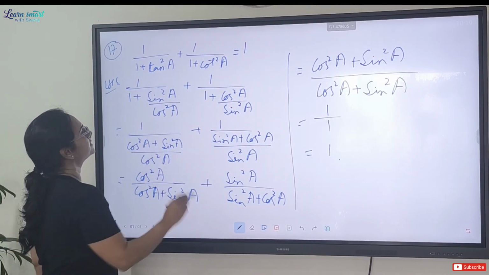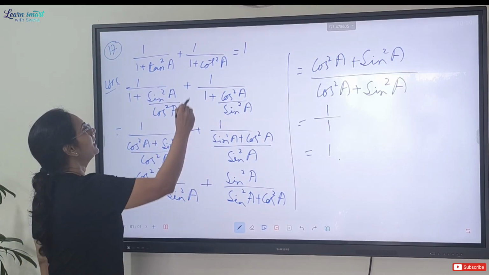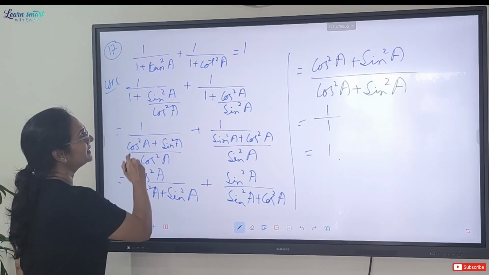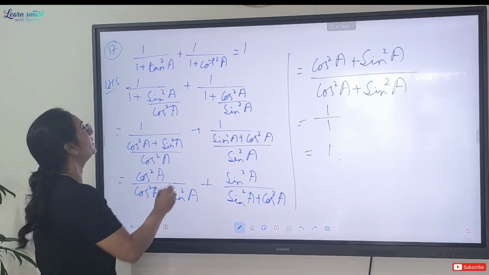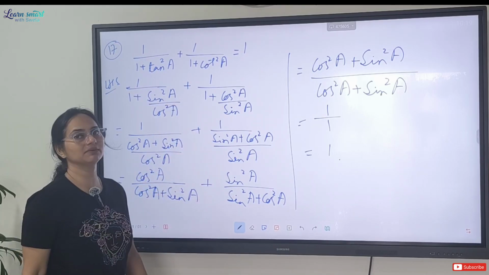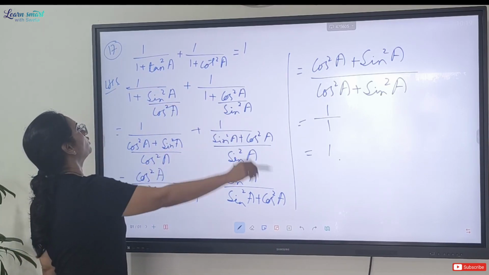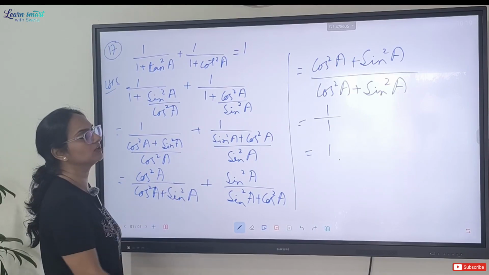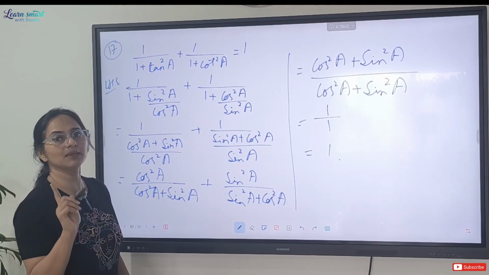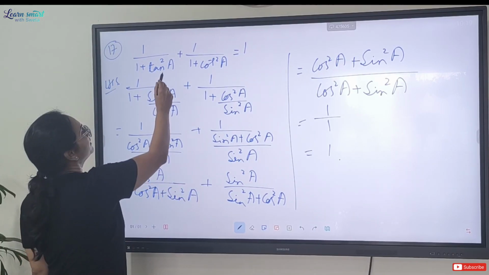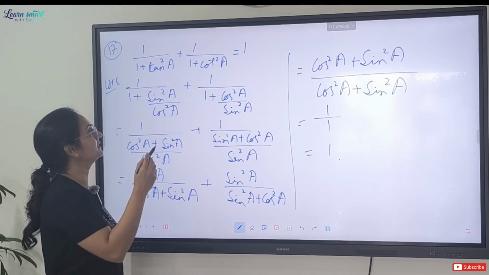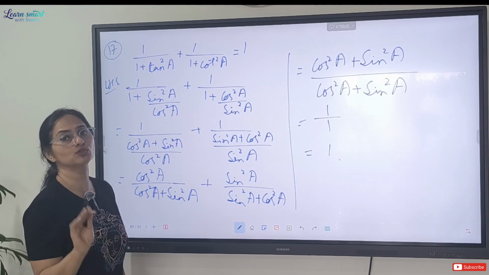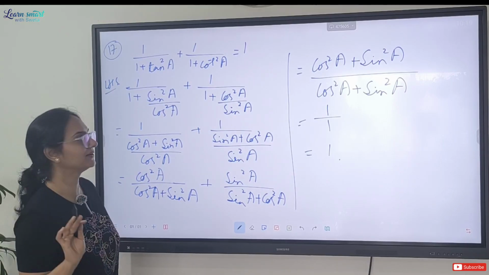Simply, we have written tan square A as sin square A by cos square A and cot square A as cos square A upon sin square A. And this is the easier method to solve. If you write 1 plus tan square A is equal to sec square A and 1 plus cot square A is equal to cosec square A, you will still get it. And simply by following the same rule, most of the places write tan as sin A by cos A and cot as cos A by sin A, and you are able to solve it very, very easily, right?